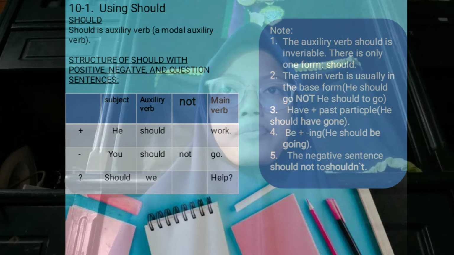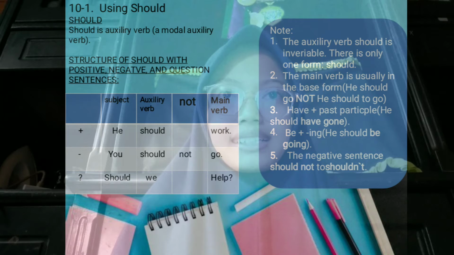Using should. Should is an auxiliary verb or a modal auxiliary verb. Structure of should with positive, negative, and question sentence. In a positive sentence, he should work. He is subject, should is auxiliary verb, and work is main verb. In a negative sentence, you should not go. You is subject, should is auxiliary verb, not go is main verb.